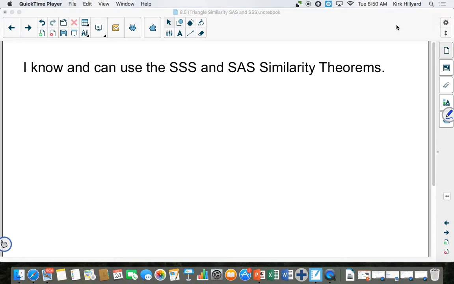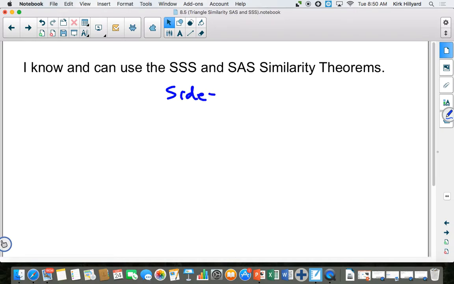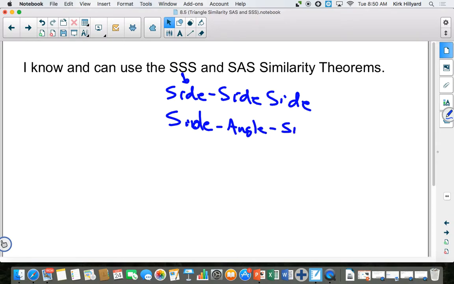So on our last assignment, 8.4, we did the angle triangle similarity. Today we're going to do two new triangle similarities: side similarity, which is our SSS, and then side angle side. We're going to take 10 minutes today, and we're just going to talk about those two theorems and do some examples of each of those today.